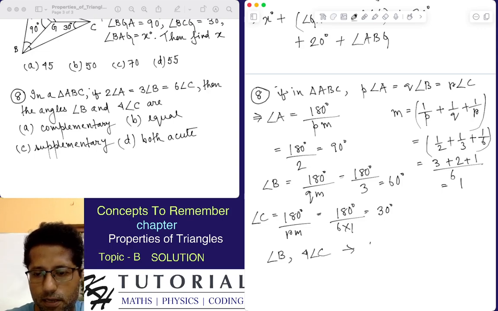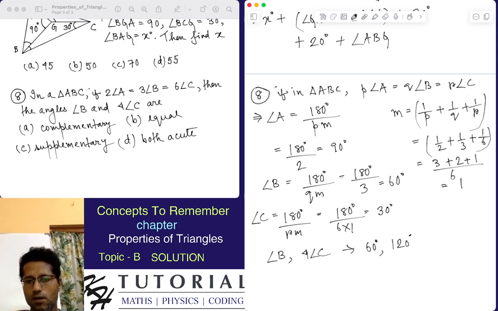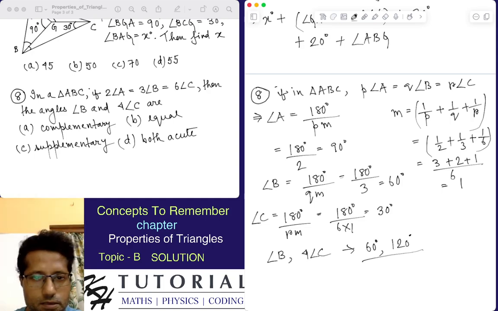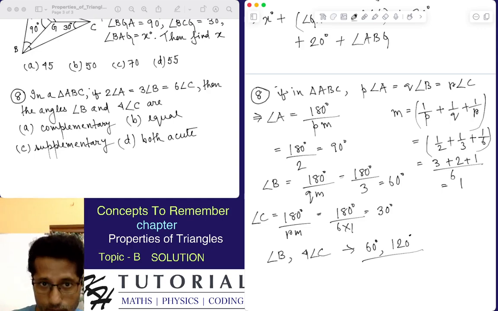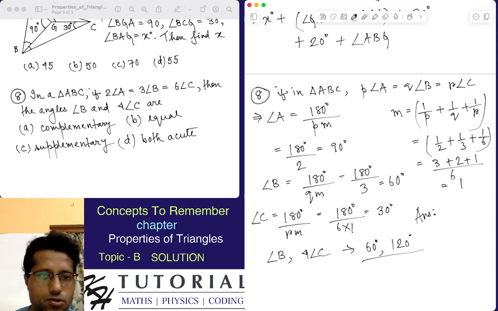Now it is saying about angle B and 4 times angle C. Angle B is 60 degrees and 4 times angle C is 120 degrees. It is asking about the nature of these two angles. Clearly they are supplementary angles, they are not complementary. Their addition is 60 plus 120 is 180. They are not both acute, only one angle is acute, one is obtuse. So definitely the correct choice is C, they are supplementary.